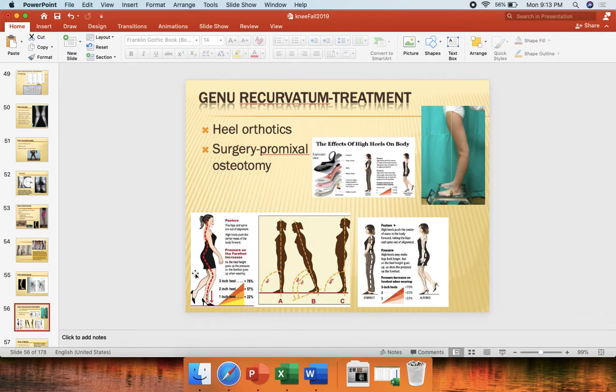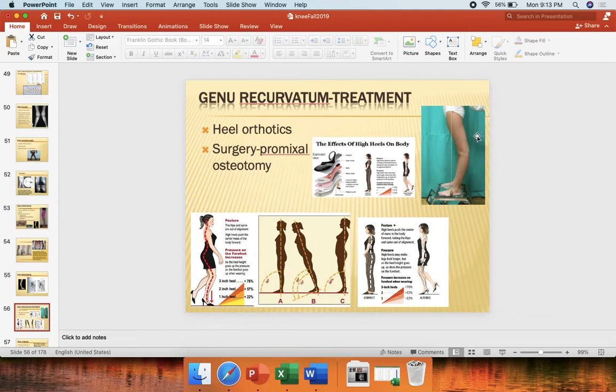It's more comfortable for them to maintain a slight knee bent posture. And so we can utilize that idea. We give someone a slight heel lift, and it's going to encourage that person to keep that knee bent and not go back into that Genu Recurvatum.